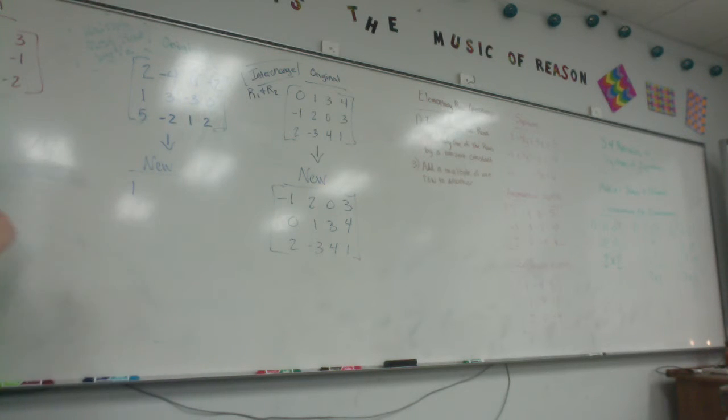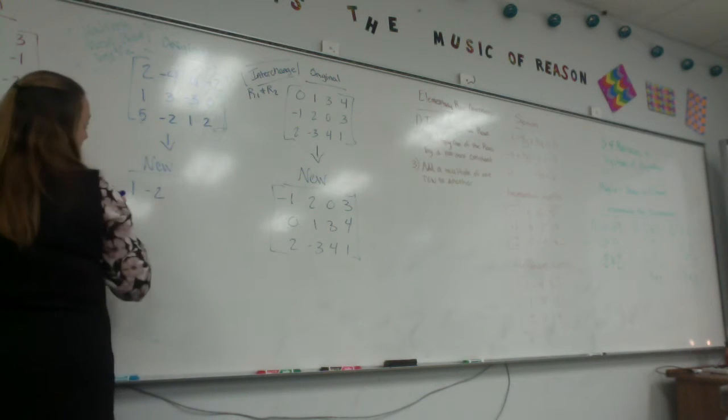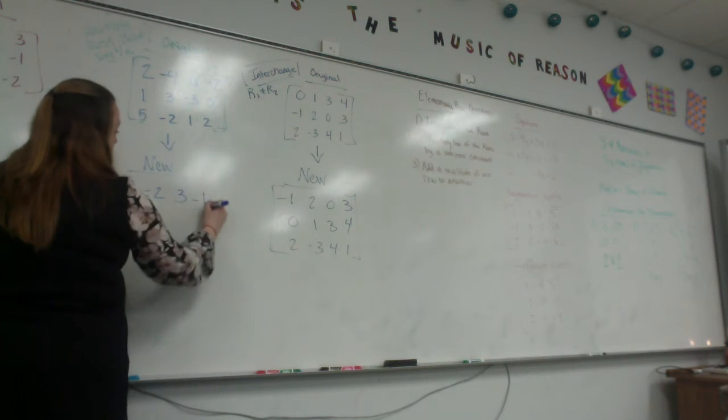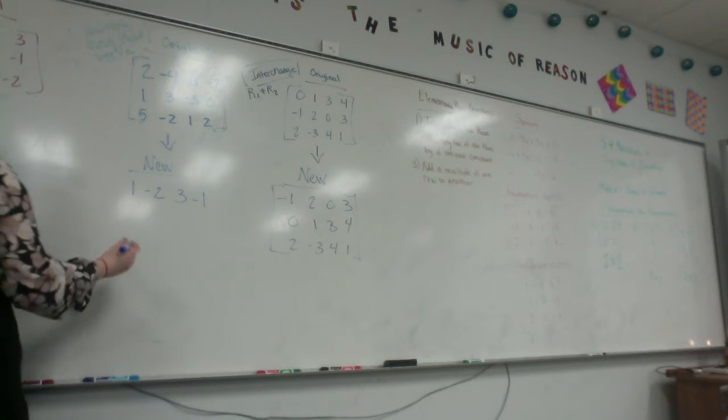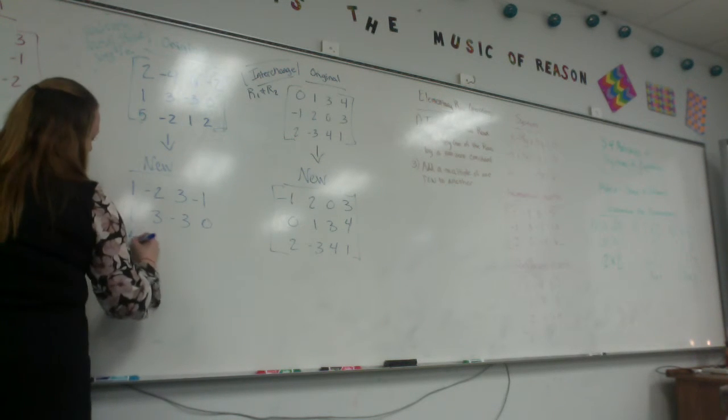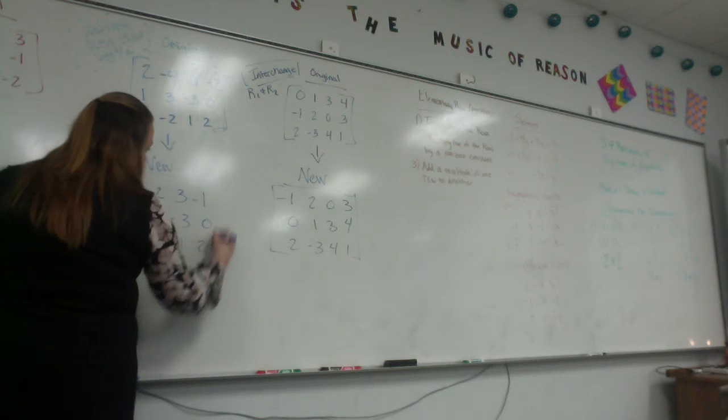What's negative 4 times 1/2? Negative 2. What's 6 times 1/2? 3. And what's negative 2 times 1/2? Negative 1. And since it only told me to multiply the first row, I just simply copy the next 2 rows down.